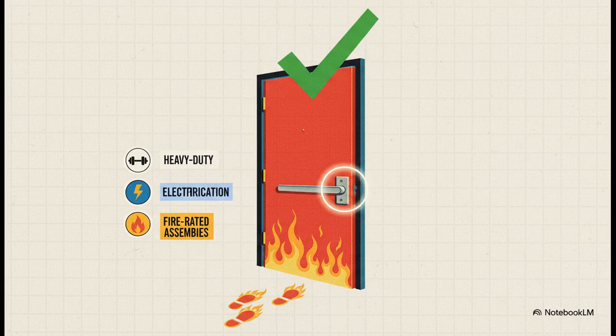If you said mortise lock, you are absolutely correct. It has to be. It's the only one built for that kind of heavy use. It's designed from the ground up to be electrified, and it's the standard for commercial fire-rated doors. It's an easy choice once you know what to look for.